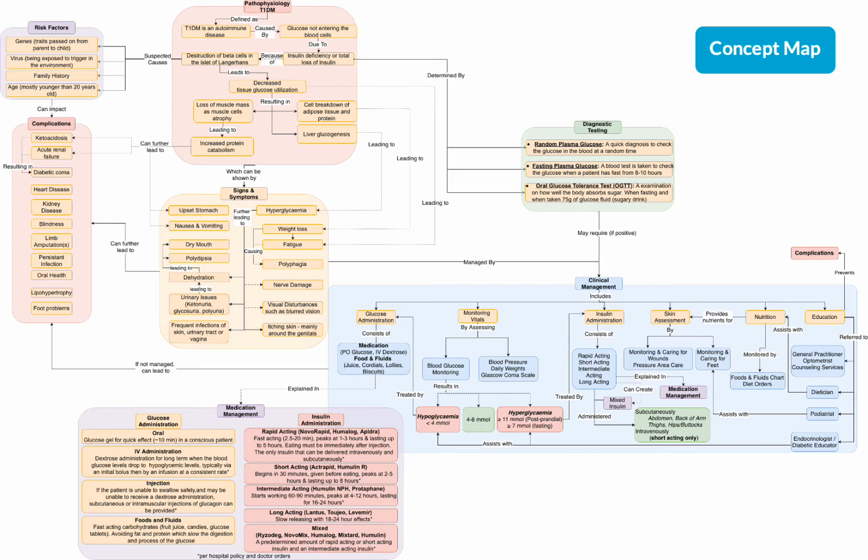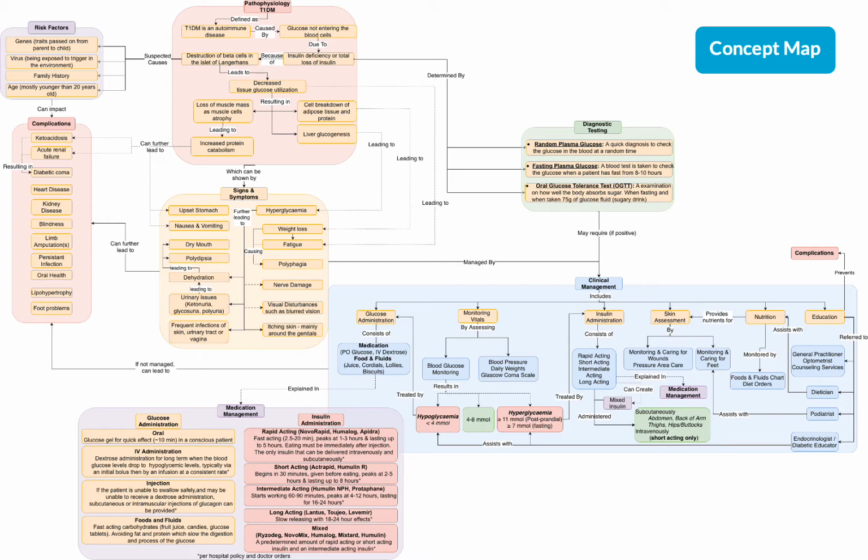And then the last one is the oral glucose tolerance test, or an OGTT, which is an examination of how well the body absorbs sugar. And this is when a patient is fasted and then will take 75 grams of a glucose fluid or a sugary drink. So back over to the pathophysiology.